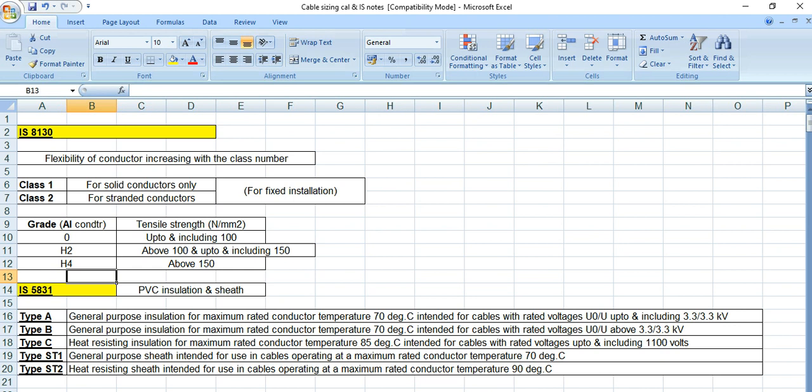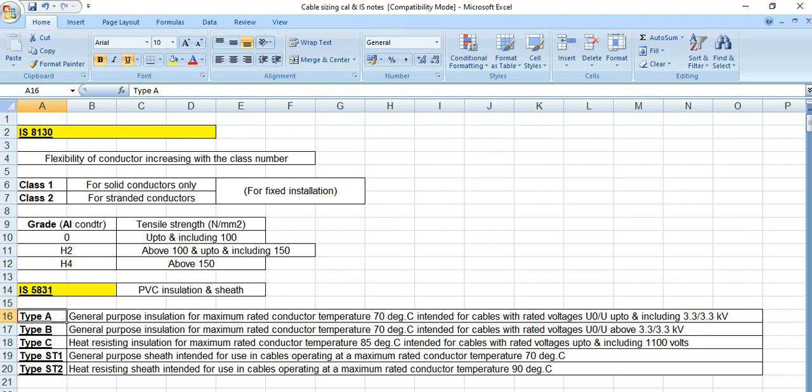Now coming to the type of PVC insulation and sheath. That is defined as per IS 5831. As per IS 5831, if the type is mentioned as type A, that means it is general purpose insulation, for maximum rated conductor temperature of 70 degrees centigrade, intended for cables of rated voltage up to and including 3.3 by 3.3 kV, U0 by U voltage 3.3 kV.